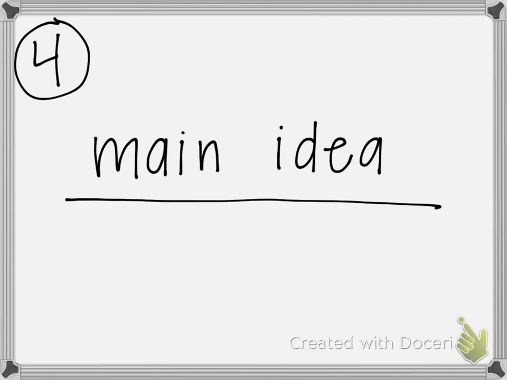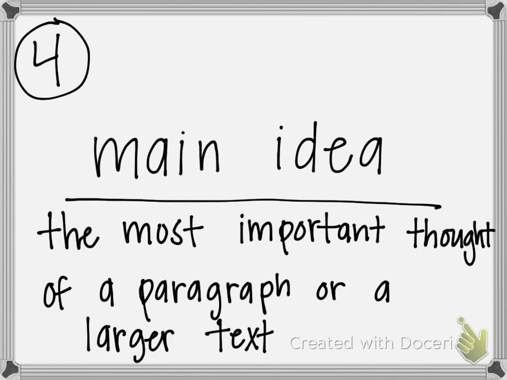Number 4 is main idea. So if you remember in number 3, we just talked about main idea and we used that in our sentence and in our definition. But here's the actual definition of main idea. So the definition of main idea is the most important thought of a paragraph or a larger text. So our main idea is like the big picture, the big lesson, or the big idea or thought that the author wants us to take away from their writing. So from their book or from their little paragraph that they have written, that is what the main idea is.